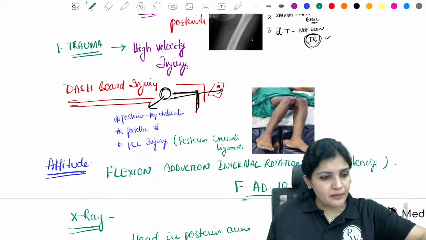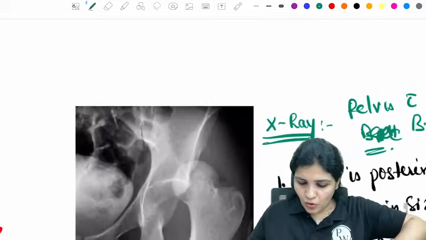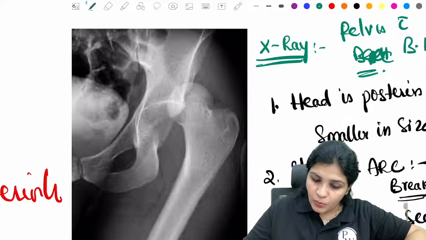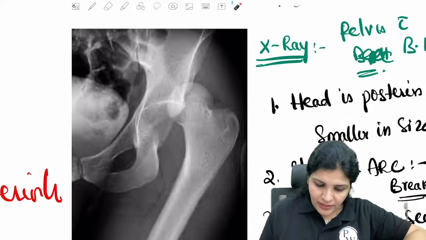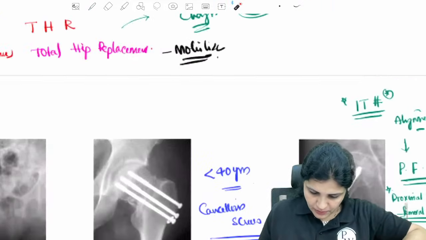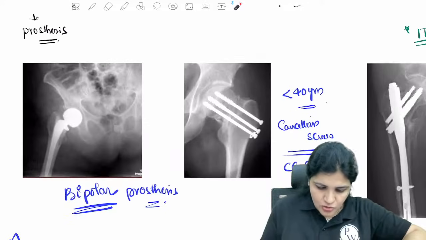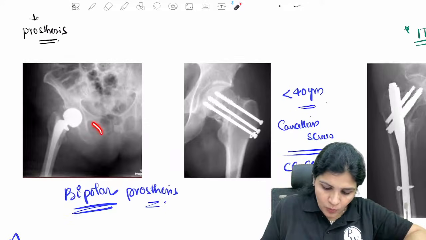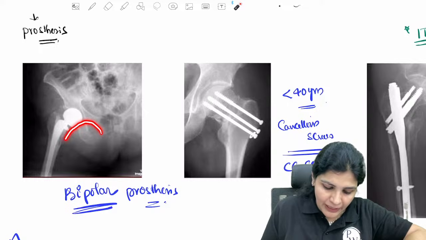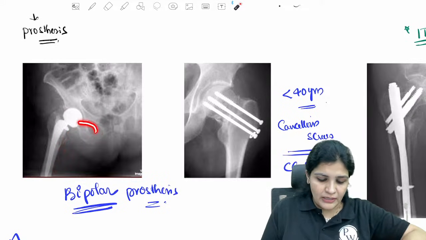Shenton's arc is nothing but it is a line which is drawn on the X-ray. So what they do is, this is the line. So whenever you take, I'll show it in the normal one. So this is the Shenton's arc. So if you take this line over the inferior part of the superior pubic rami, along the medial aspect of the femur, you will find this arc. So this is all continuous.